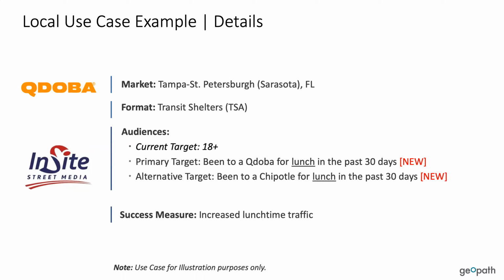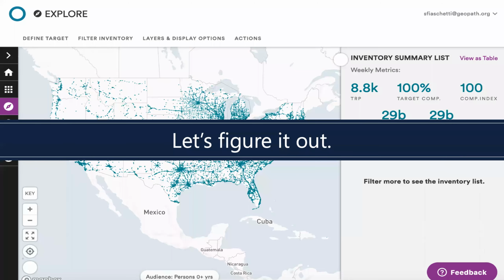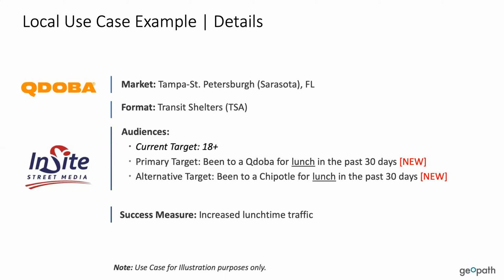So I want to look at people that have been to Qdoba for lunch in the past 30 days, because again, we're trying to increase that lunchtime traffic. So let's really try to target those people. And then also, how do we conquest some Chipotle customers there? We're going to work through those couple of use cases today. Let's go try to figure it out. I'm going to come back to this slide every once in a while, so I'm going to set it up again. But let's jump over to the Insight Suite.